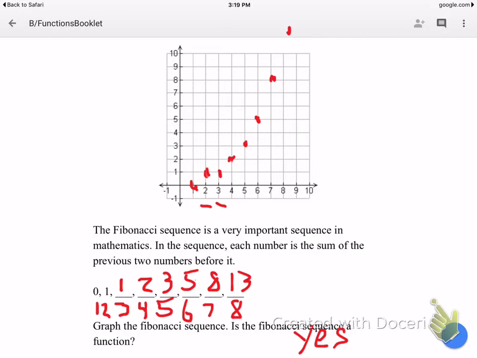Connecting them makes it seem like we're filling in all the numbers in between. So good luck on your practice and have a good day.